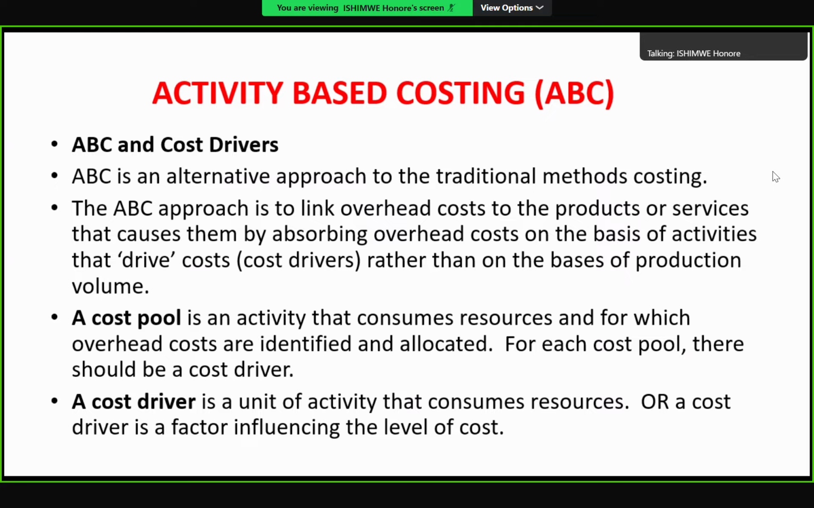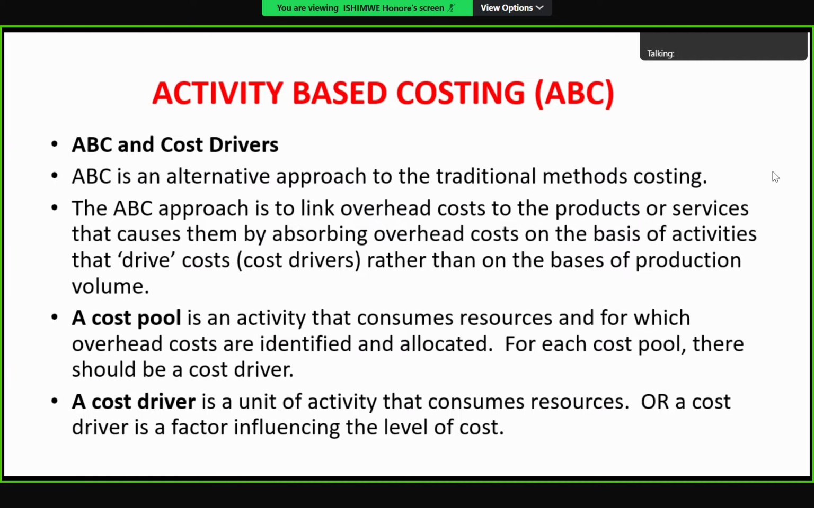A cost driver, in other words, is a factor that influences a given level of a cost. Let's say our cost is supervision. What can cause the supervision cost to increase? It might depend on the number of supervisions or inspections we have done, but not on the number of units produced. The cost is increasing depending on the activities you have done. That is a factor that can influence the level of a cost. It is called a cost driver.